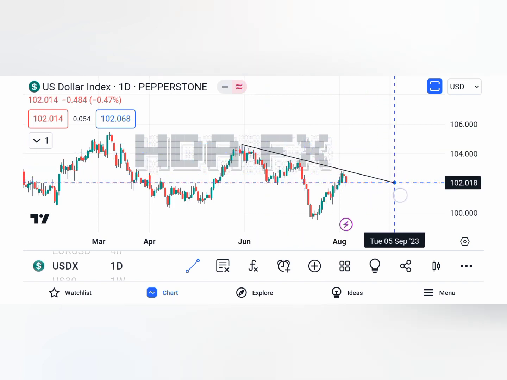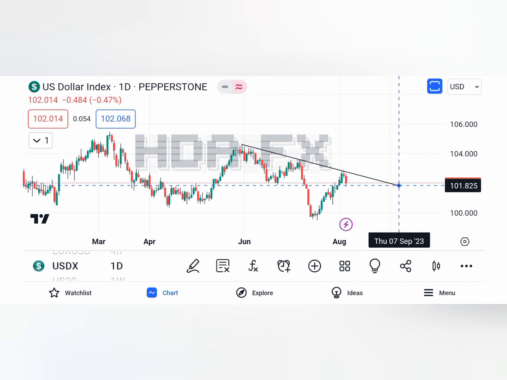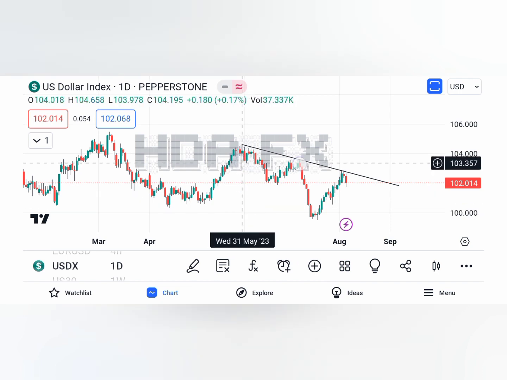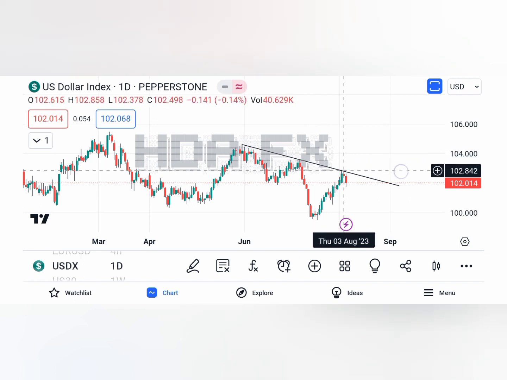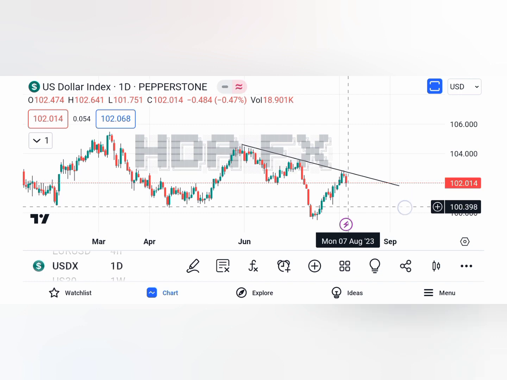We can spot this trend line here. Looking at this trend line, we could see that price touched this trend line once, twice, and we can see the third touch here also. So it's likely that the dollar index will be bearish this coming week.